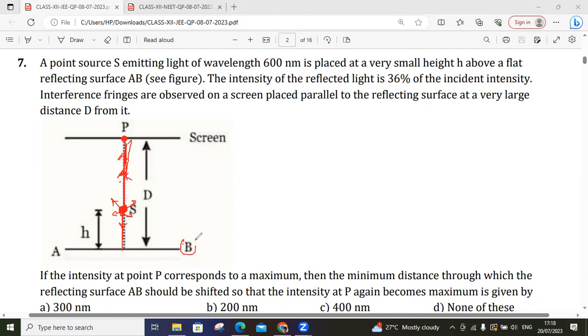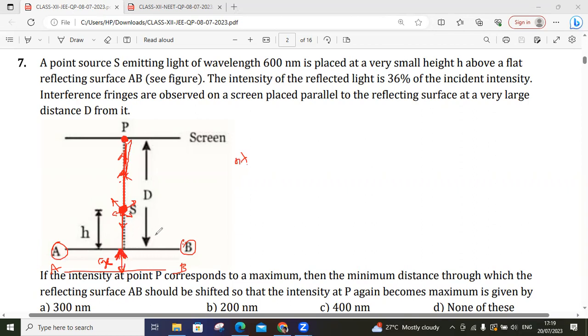Now they are telling how much you should take it down, shift it. Right? Suppose you shifted it like this down by X amount. So how much this X should be, so that, minimum distance through which you have to shift it, so that you again get maximum here. So when that will happen, when path difference now is some n lambda. So now if you shift again, it should be n lambda only. And what is the minimum thing that can happen?